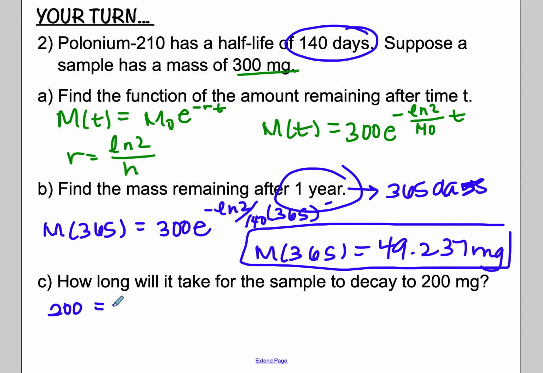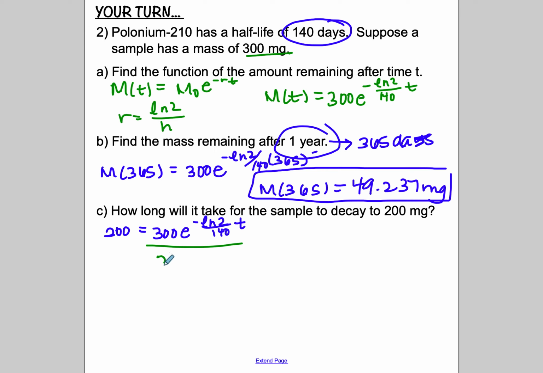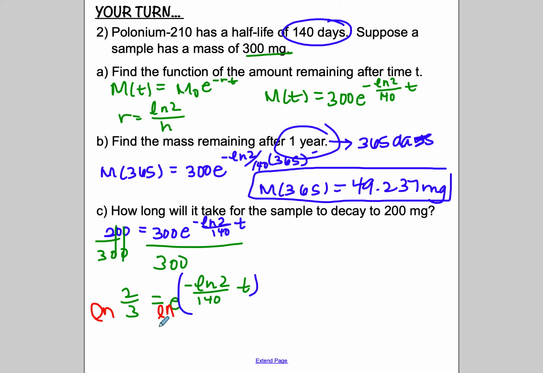So I have 200 equals 300 e to the negative ln of 2 over 140 t. So what we got to do is divide both sides by 300. The zeros cancel, so I'm left with 2/3 equals e to the negative ln 2 over 140 t. So you guys, this is all up in the exponent. It's kind of hard for me to write, sorry. So the way we get rid of e is ln. So I have ln of 2 over 3. That cancels. Now it's out of the exponent. So I have negative ln of 2 over 140 t.